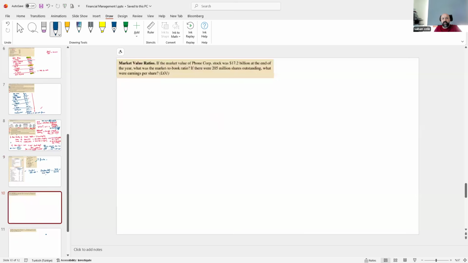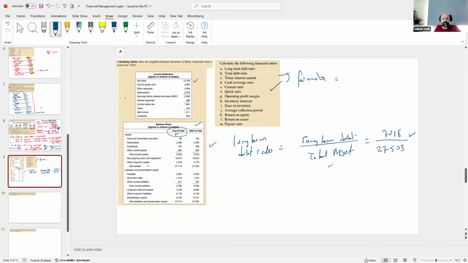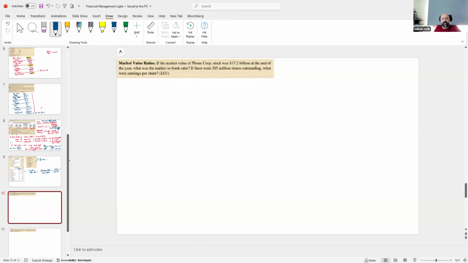Next one. In this question, one missing point we have. It says if the market value of Phone Corporation stock, this is the Phone Corporation, as you see, market value will be $17.2 billion. All right. What was the market to book ratio? Market value to book value, market to book ratio. So $17.2 billion.